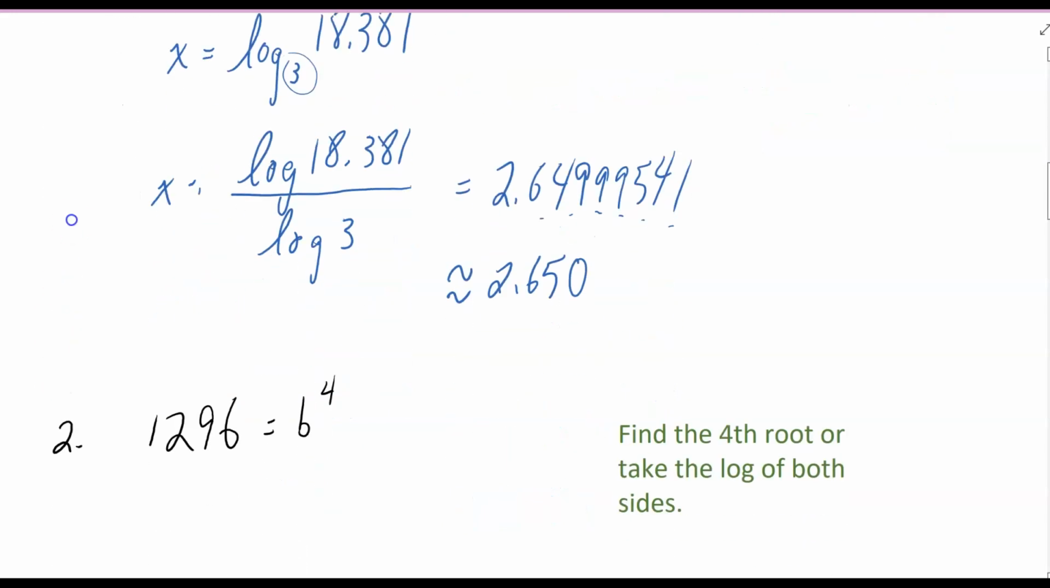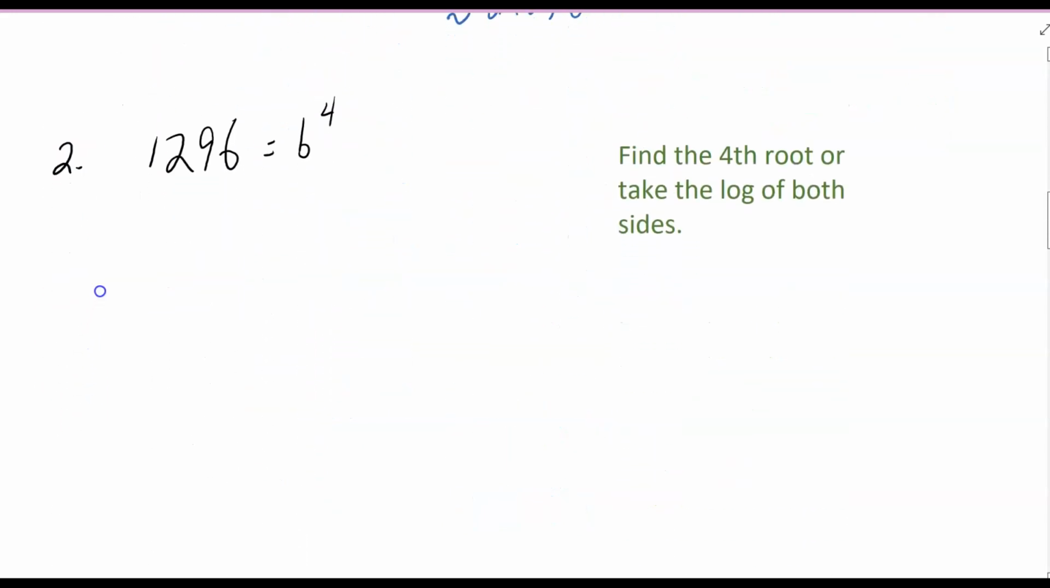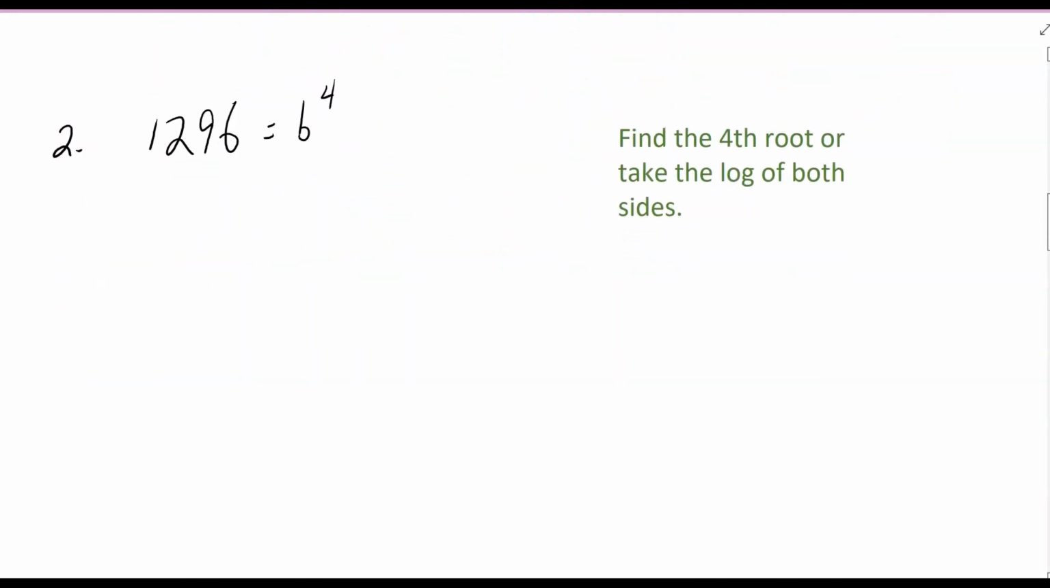Moving on to example number 2. One of the other points was, if the equation is in exponential form and the base is the unknown, take the log of both sides. Now I also realize that we could take the fourth root because b to the power of 4 equals 1,296. So we could just take the fourth root of 1,296.